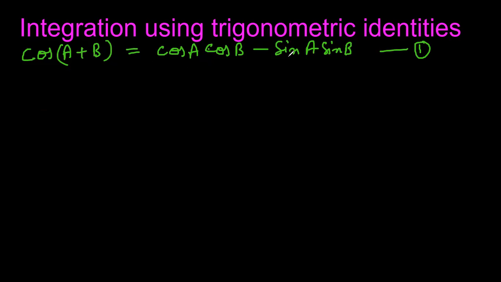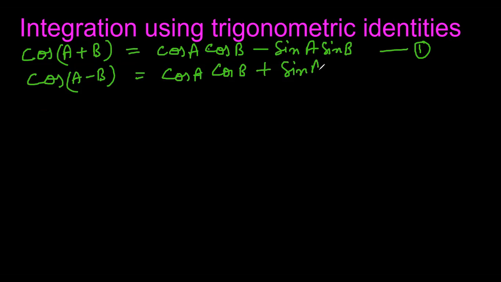Now, looking at this formula number 1, we can easily write formula number 2, which is cos of A minus B. So cos of A minus B looks like cos A cos B, and this sign is going to change, plus sine A sine B. Minus sign is now plus sign. This is formula number 2.